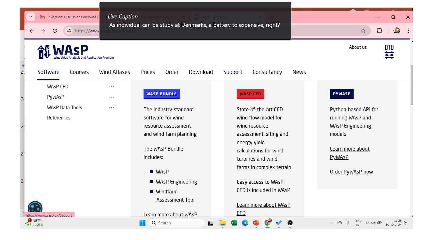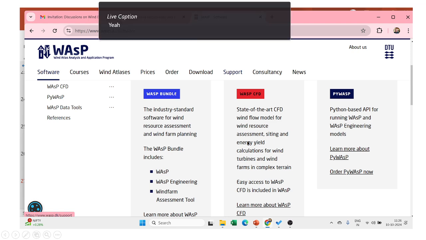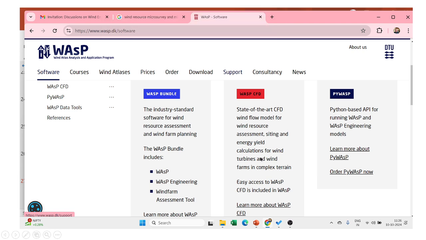It's not a very long course. It will require only say one week maximum, and they will give you excellent training so that as soon as you come back, you can use it directly. The only thing is you have to buy the WASP bundle or WASP CFD or Python WASP. This is one of the softwares which will allow you to do the wind flow model for wind resource assessment, siting, and you can keep your wind turbines. Orography is the obstacles map. What are the obstacles in the way of wind when it is coming to your wind farm?